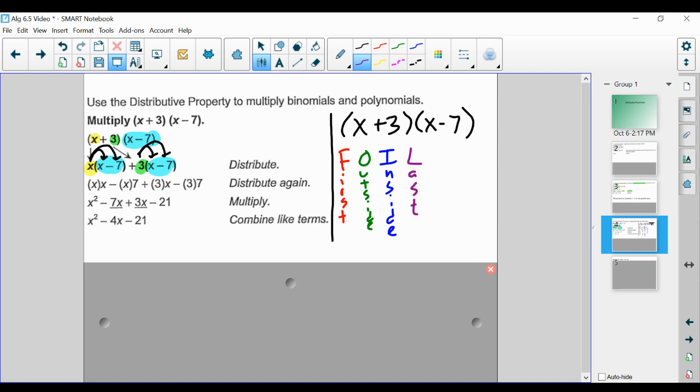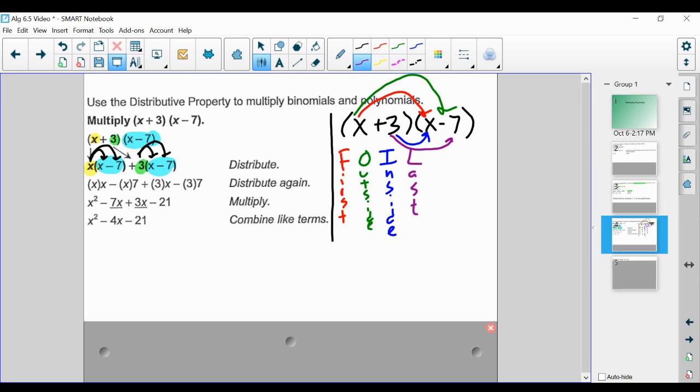So what that means is we're going to multiply first the x times the x, the numbers on the outside, or the terms on the outside, so that's x and negative 7, the terms on the inside, the 3 and the x, and whatever is last, the 3 and the negative 7. When we do that, we end up with x times x, which is x squared. Now in green, x times negative 7, which is negative 7x. In blue, 3 times x, which is 3x. And now in purple, 3 times negative 7, which is negative 21.